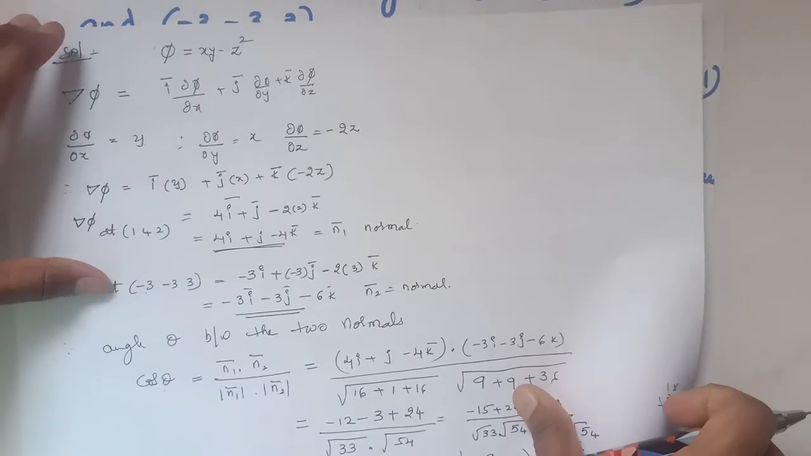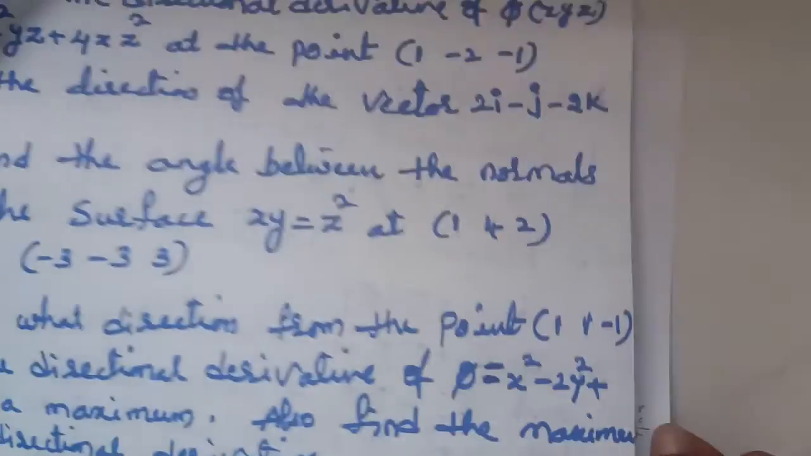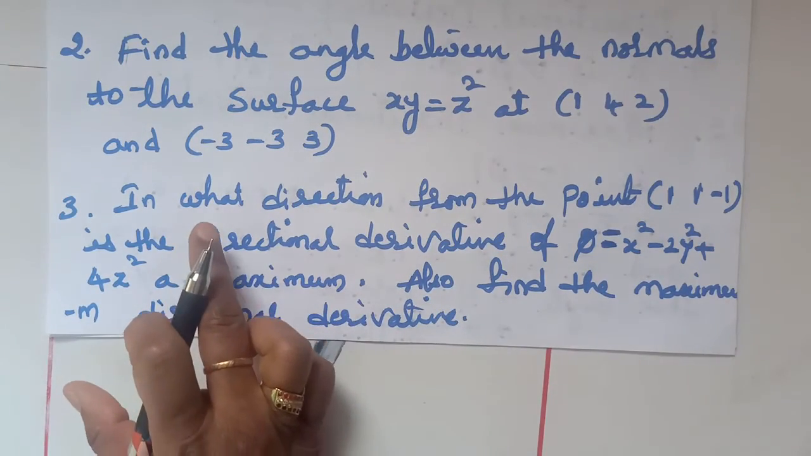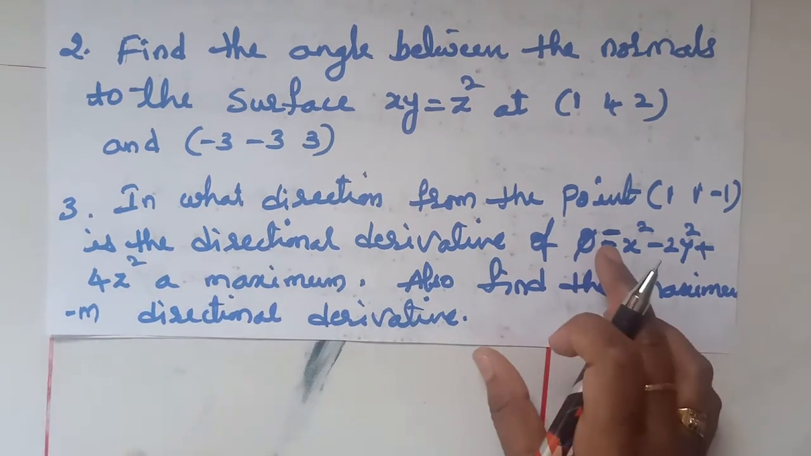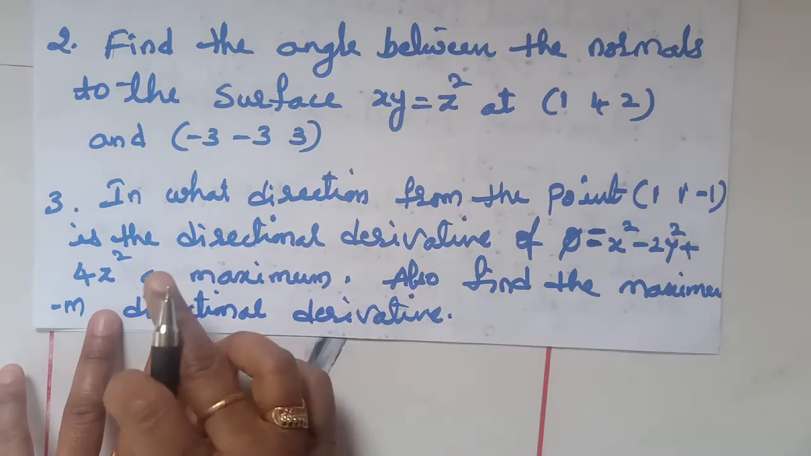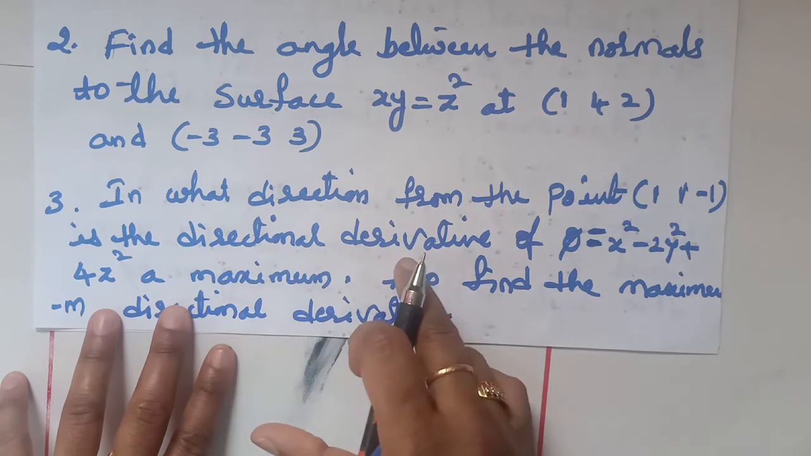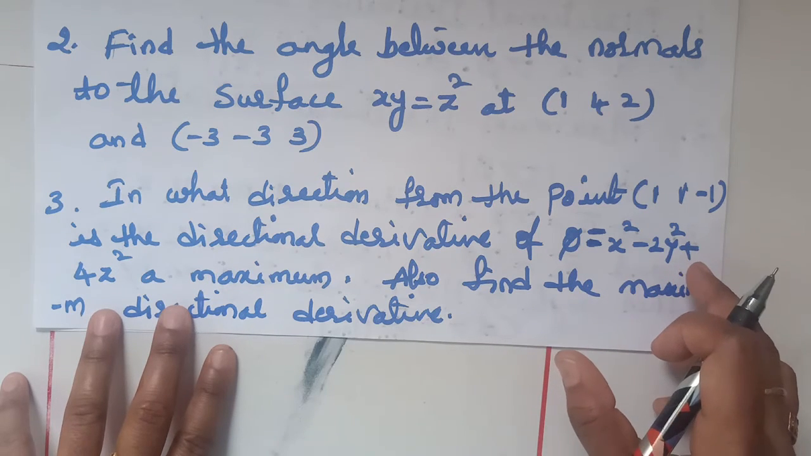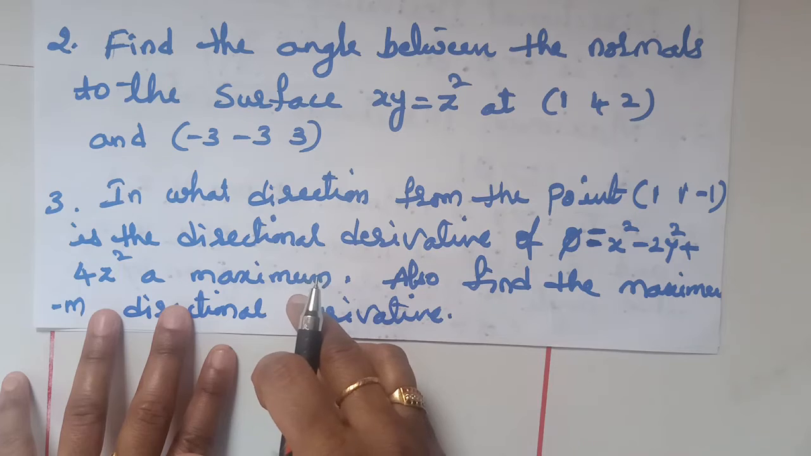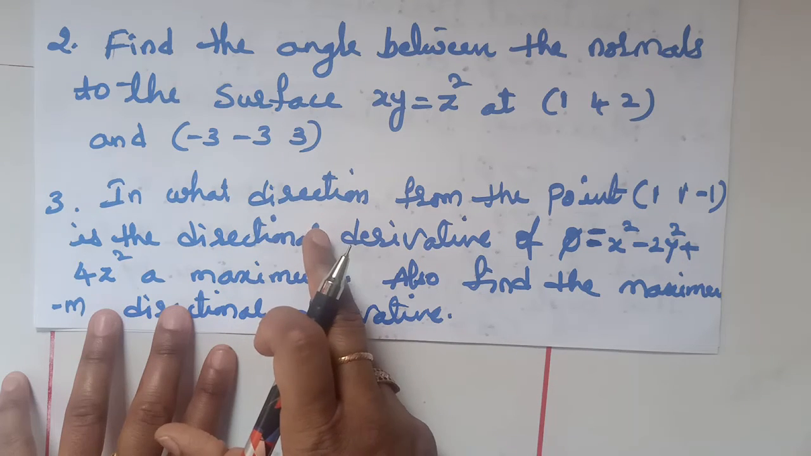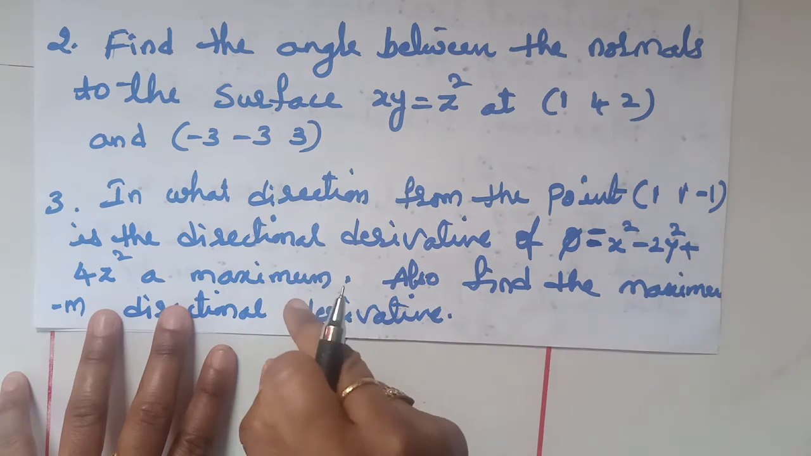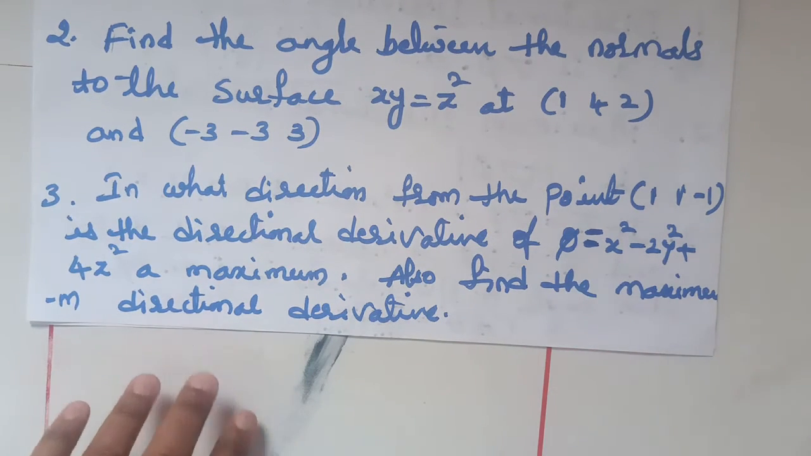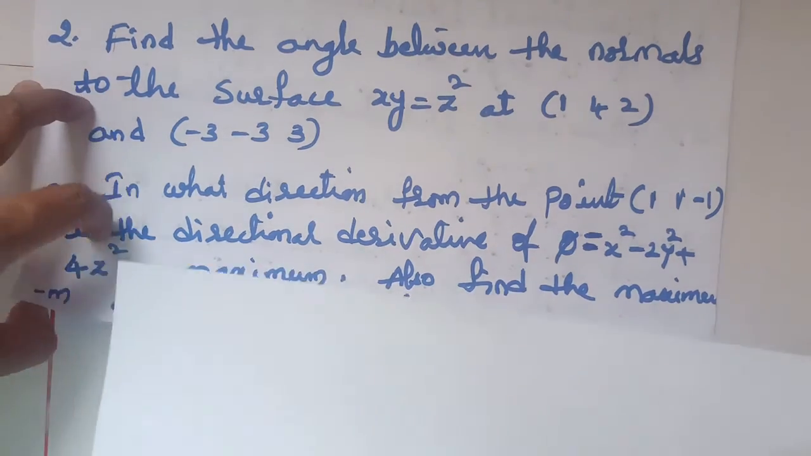Okay, now let me find out the third problem. What is the third problem? In what direction from the point 1, 1, minus 1 is the directional derivative of phi equal to x square minus 2y square plus 4z square a maximum? In what direction is the directional derivative of phi a maximum? We need to find out the maximum value also.